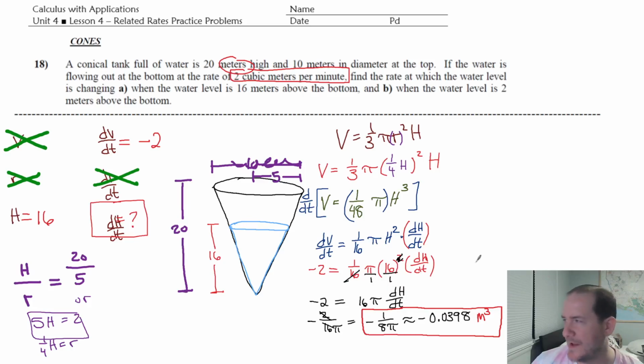That's not a volume. That's a unit of length. So these would not be cubic meters. These will be plain old meters. But it'll be meters per minute, since it's a rate of change. So meters per minute is the final thing.